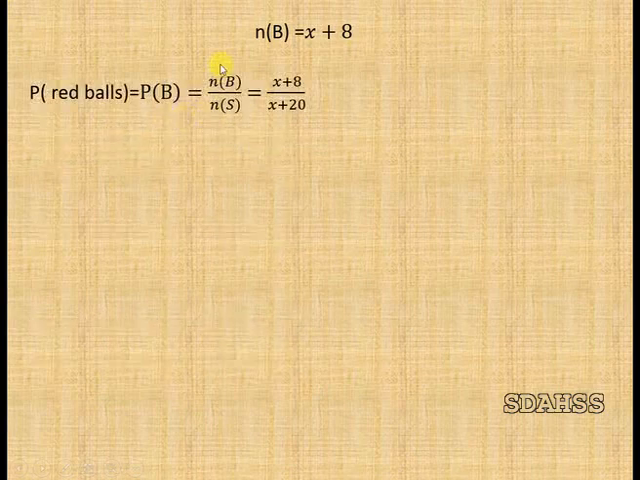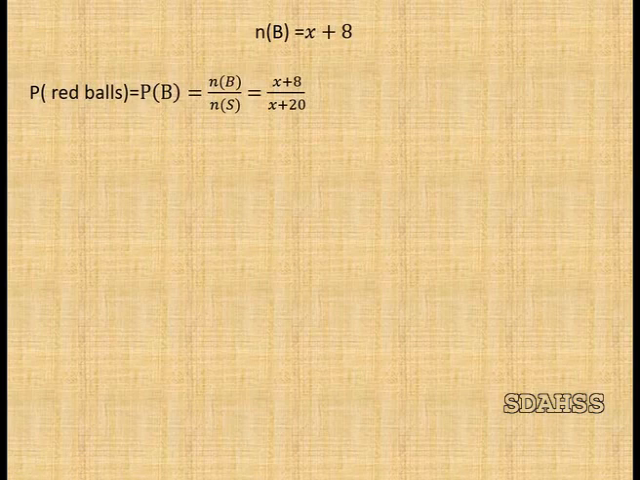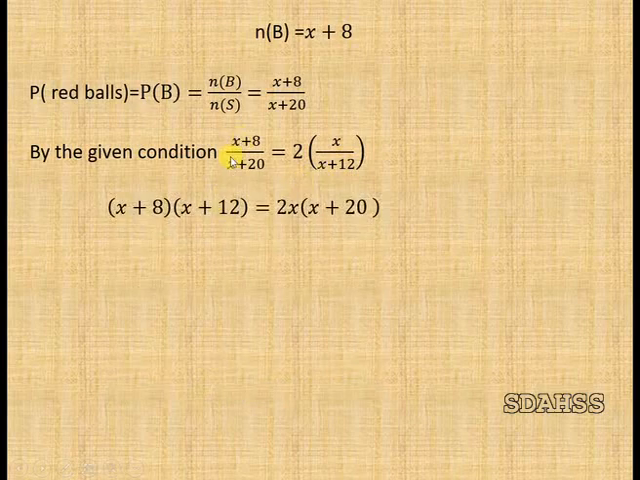Then p of b is equal to n of b by n of s, which is equal to x plus 8 by x plus 20. If 8 more red balls are put in the bag, the probability of drawing a red ball will be twice that of the original probability. So by the condition, x plus 8 divided by x plus 20 is equal to 2 times x by x plus 12. Then cross multiply: x plus 8 into x plus 12 is equal to 2x into x plus 20.